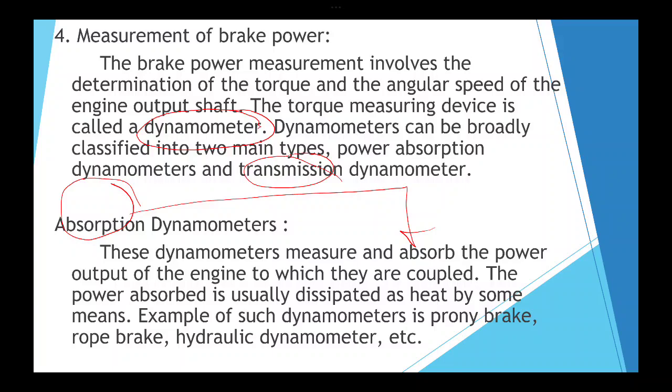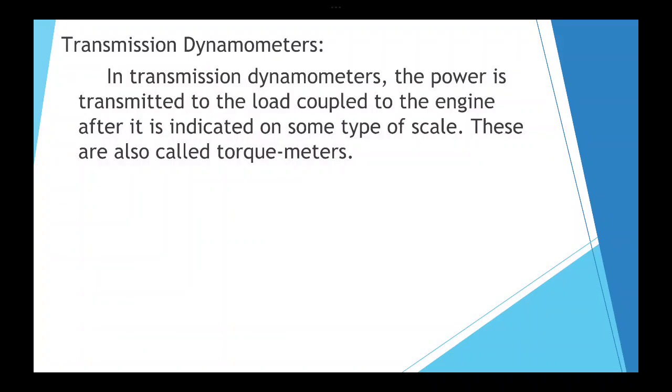Its perfect examples are the Prony brake, rope brake, and hydraulic dynamometer. That's absorption. Absorption dynamometers absorb the torque, and then it reads. The other one is the transmission dynamometer. Its power is transmitted to the load coupled to the engine after it is indicated on some type of scale. These are also called torque meters.